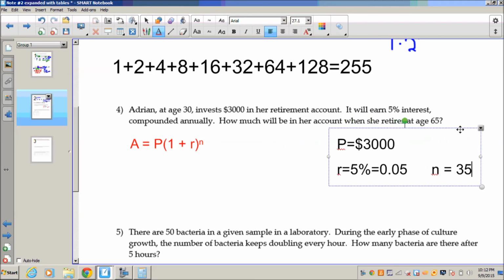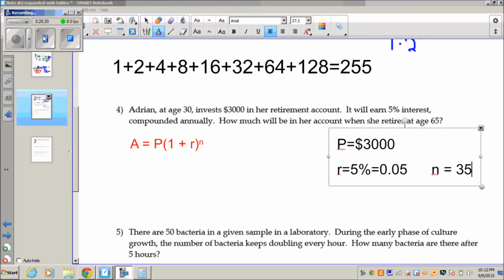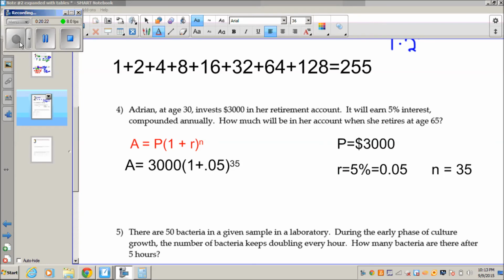So I'm going to move this here to the side. And right here, we're going to write in our formula for the data that we have. I've written down our formula and I've substituted the values in. P is the principal, $3,000, 5% interest raised to the 35th power. Now I'm going to add the 1 plus the 0.05, and now I'm just going to enter this into the calculator.